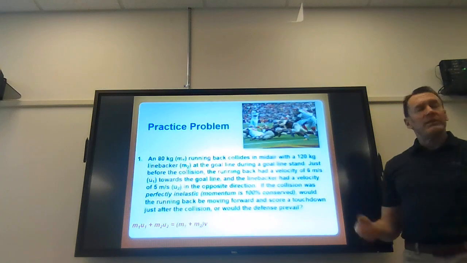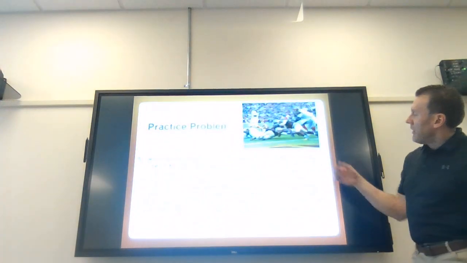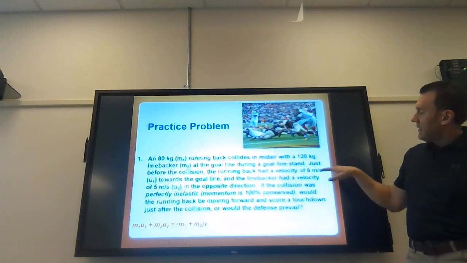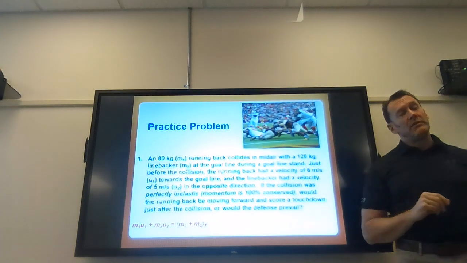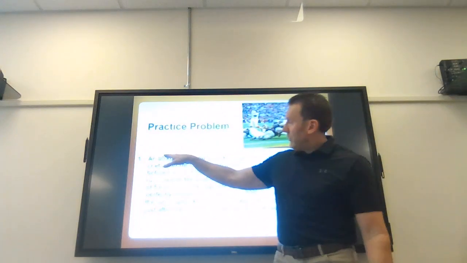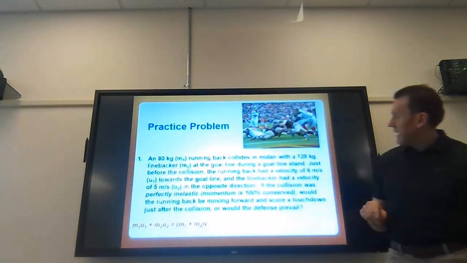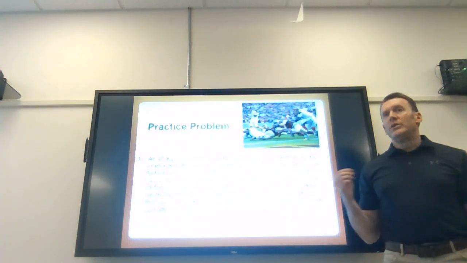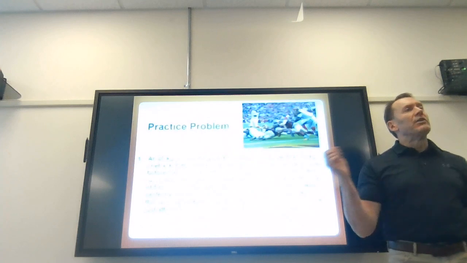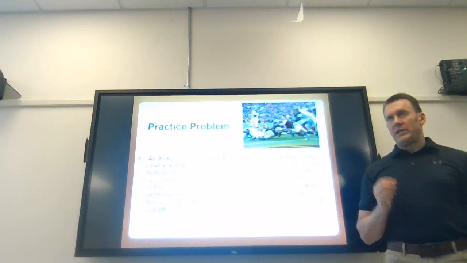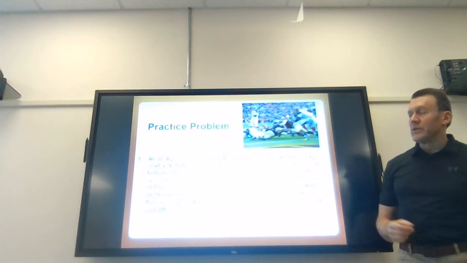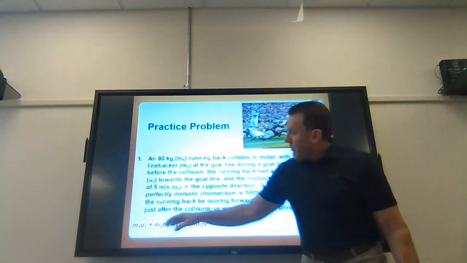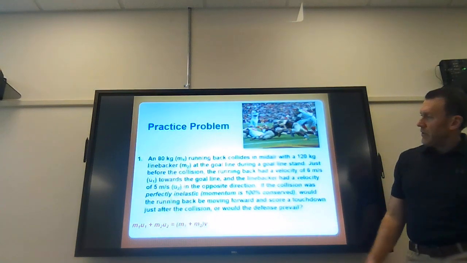So goal line stand, we see this all the time on television. Just before the collision, the running back had a velocity of 6 meters per second. So the running back has a mass and the running back has a velocity. So they have a certain amount of momentum. The units for momentum are kilogram meters per second. It makes sense because those are the quantities that you're multiplying together. Okay, so mass 2, 120 kilograms.